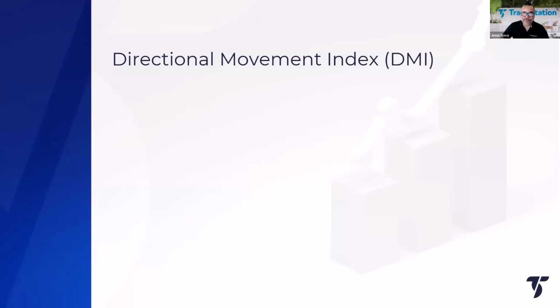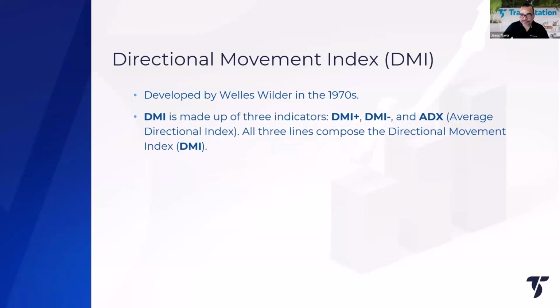But let's define the Directional Movement Index. As I said before, this is known as the DMI. It was developed by Wilder in the 1970s and is made up of three different indicators. When you put it on the TradeStation chart, you're going to see three separate lines: the DMI plus, the DMI minus, and the ADX. They all make up the Directional Movement Index.